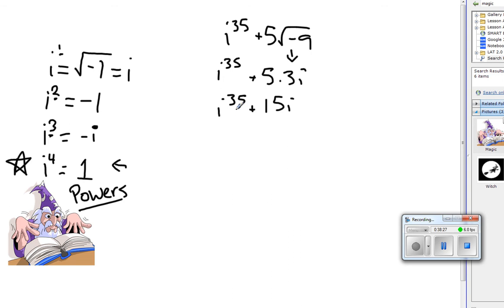So this one's a little bit different. You can't combine these as is, because they're to different powers, so you can't combine stuff with different powers. Those are different terms. You can't add x to x squared. So what we need to do is simplify i to the 35th, like what we did at the very beginning. We said it was i raised to 4 times something.